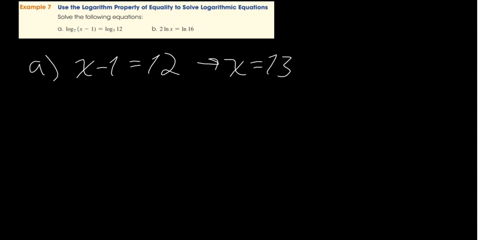In example A, we do indeed see we have the same base, right? We have a 7 for a base here and a 7 for a base here. So since we have the same base, we can proceed with our logarithm property of equality. The fun part is we don't have to move anything around. So at least for this example, all we have to do is say x minus 1 is equal to 12, and so this means that x is equal to 13.